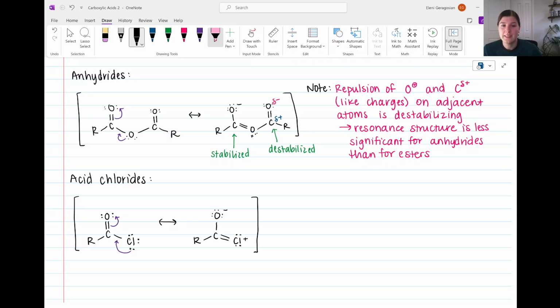But what we know about chlorine is that chlorine's very electronegative. So it's much less willing to give up its electrons than an oxygen or a nitrogen. So that means that this resonance structure with the positively charged chlorine is even less significant than for anhydrides and less significant than for esters and amides. So our note here, see, chlorine is very electronegative. So it opposes this resonance interaction.